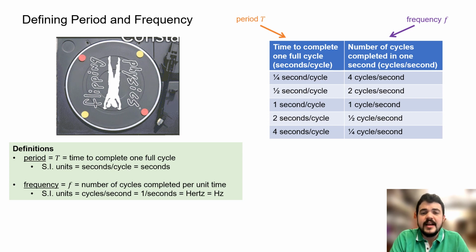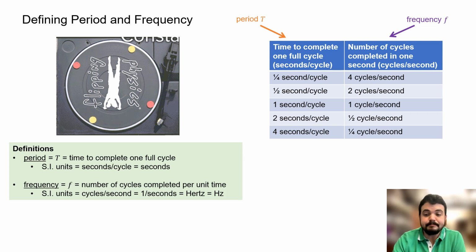And here is a newly defined term for us, or unit, which is the Hertz, H-E-R-T-Z, named after Heinrich Hertz, and it's abbreviated Hz. And that's just a way to say 1/seconds. And so if you hear that a frequency is 30 hertz, that means that you're going through 30 cycles in 1 second.